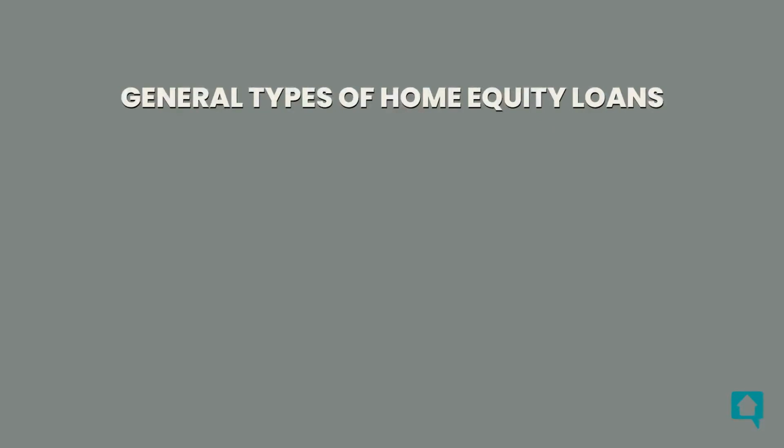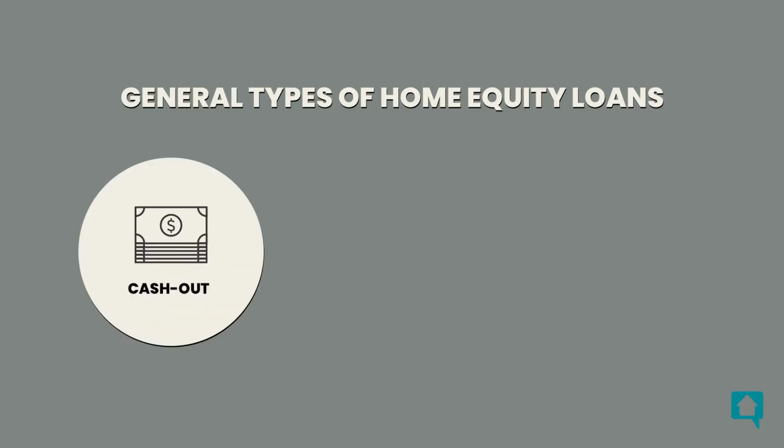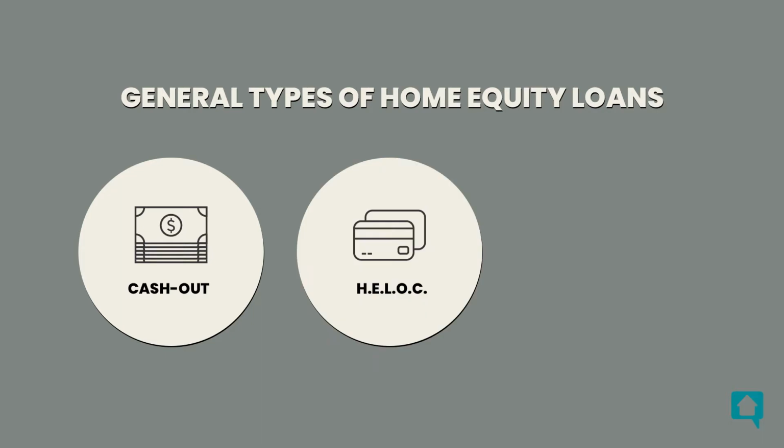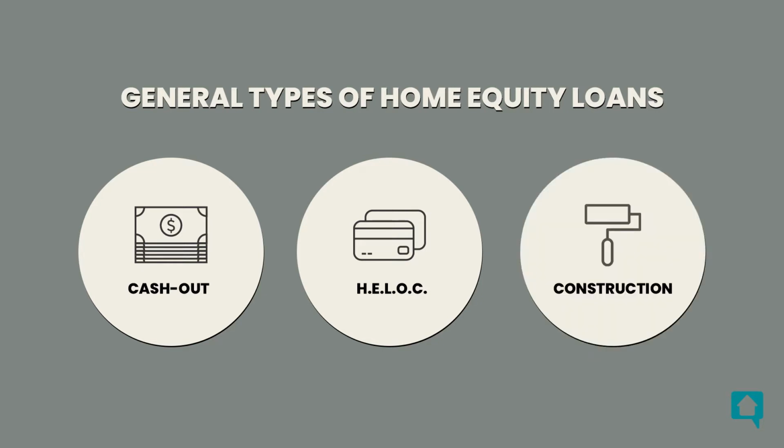So generally speaking, there are 3 types of equity loans that you can use to access capital from your house. Number 1 is a cash out refinance. Number 2 is a home equity line of credit, also known as a HELOC. The third type, which varies in a bunch of different fashions, is a second lien against your house, typically specifically for improving the value of your home. These are also known as construction loans. So let's start with the cash out refinance, my personal favorite.